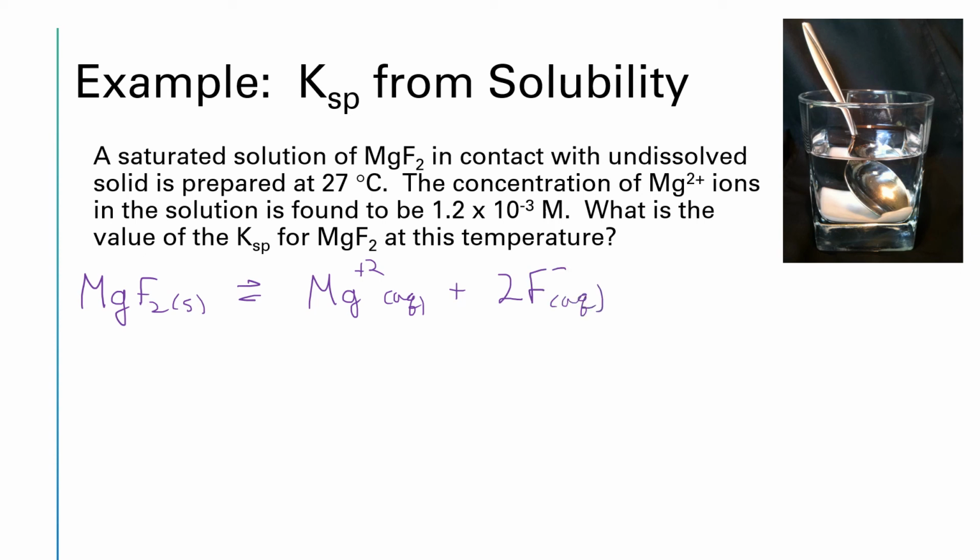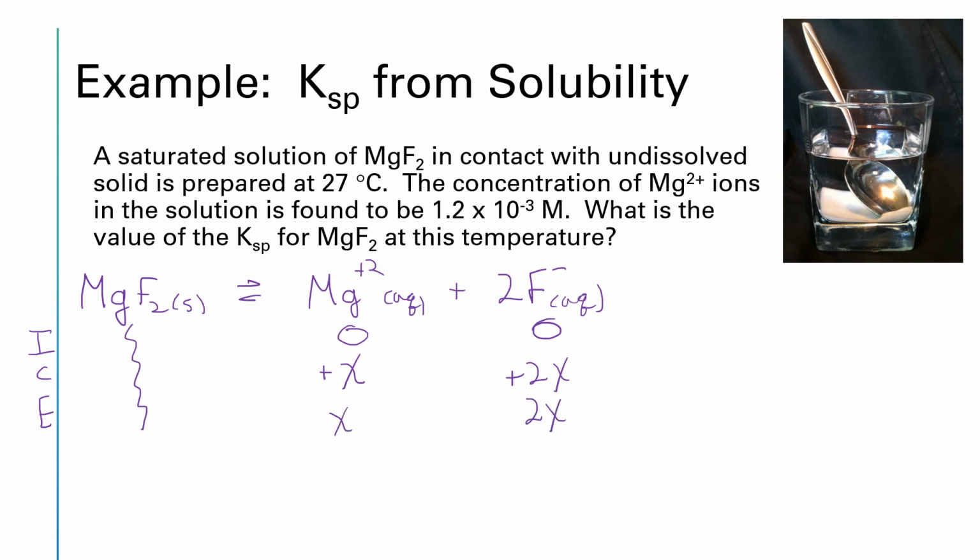If we're going to set up an ice table here real quick to look at that, we're going to squiggle out magnesium fluoride since that doesn't appear in our KSP expression. Initially, we don't have anything dissolved. That's the model that we're using. You add the solid to your water, you start stirring it around, and then some magnesium will dissolve, so we'll call that plus x for the Mg+2. And then for every Mg+2 that we get, 2 fluoride ions. So our change in fluoride will be plus 2x. So at equilibrium we'll have x and 2x.